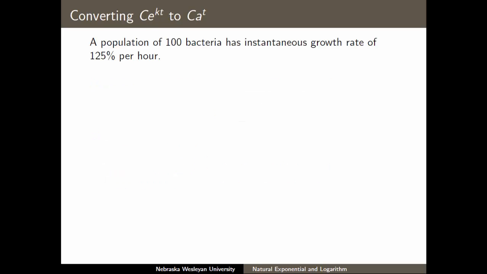So how can we set up a model if we're given all this information? If we have a population of 100 bacteria with an instantaneous growth rate of 125% per hour, then we simply substitute in all the information. Our initial value is 100, our instantaneous growth rate is 1.25, and so I have a function 100 times e to the 1.25 t, which models the population after t hours. It's important to keep in mind that even though e is a letter, it just stands for a number that's approximately 2.71. The only variables here are the input t and the output f of t, which models the population.